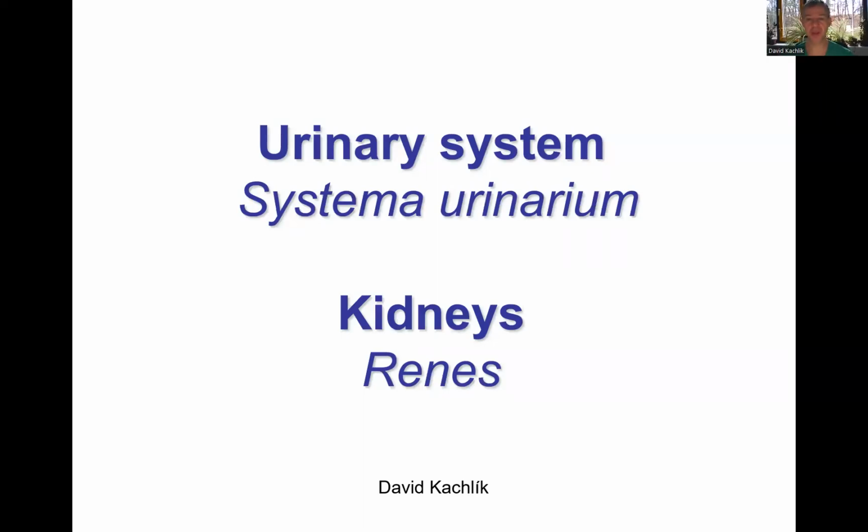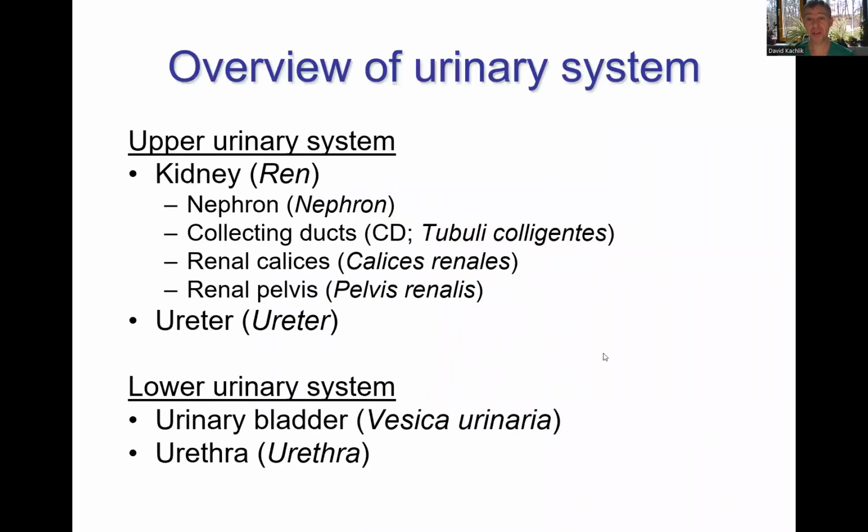The topic of today is the urinary system and mainly kidneys. The urinary system serves for excretion of waste products from the human body. The urine, its product, contains water, ions, and nitrogen molecules like urea, creatinine, ammonium, and so on. And for this serves as a parenchymatous organ the kidney and a system of ducts.